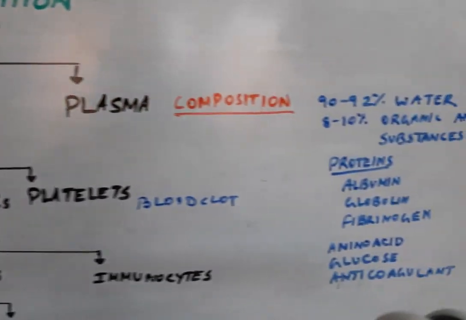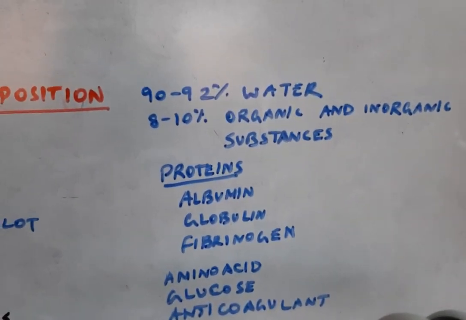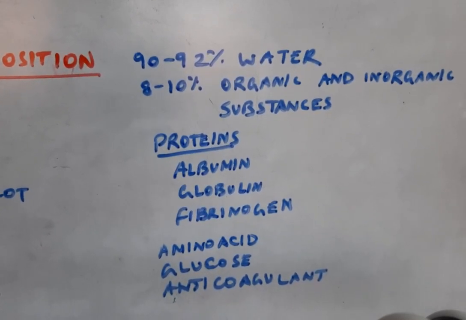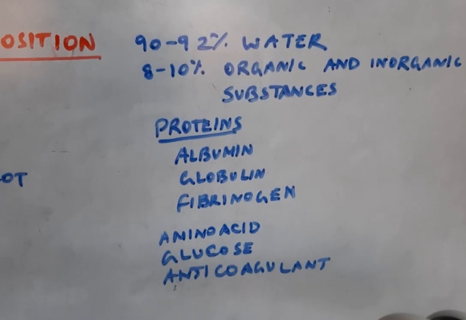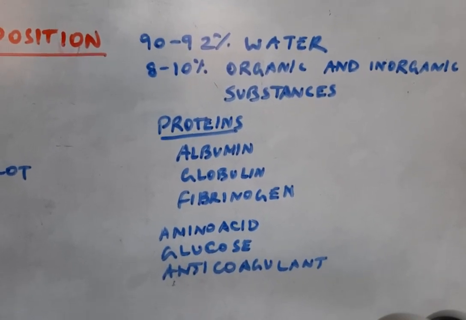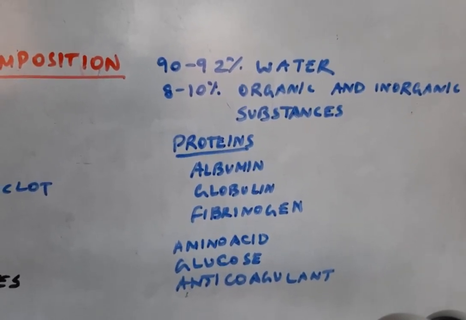Now the blood plasma is composed of 90 to 92% water, and 8 to 10% organic and inorganic substances: proteins like albumin, globulin and fibrinogen, amino acids, glucose and the anticoagulant called heparin. There are some electrolytes present in the blood too.